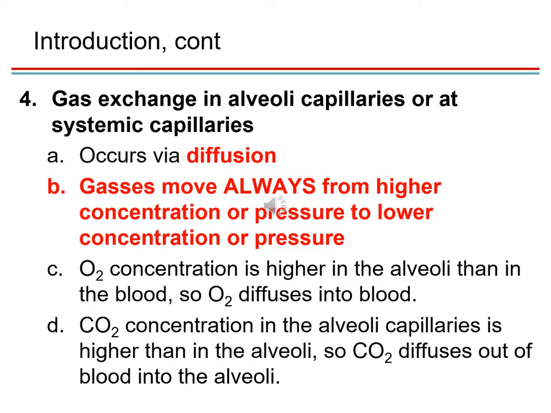That, by the way, is the same statement that defines diffusion. For example, the oxygen concentration is higher in the alveoli than in the capillaries around the alveoli. And that is the reason why oxygen diffuses from inside the alveoli into the alveolar capillary to be distributed inside the body. At the same time, carbon dioxide concentration in the alveolar capillaries is higher than in the alveoli themselves, and that is the reason why the carbon dioxide diffuses out of that capillary into the alveoli.